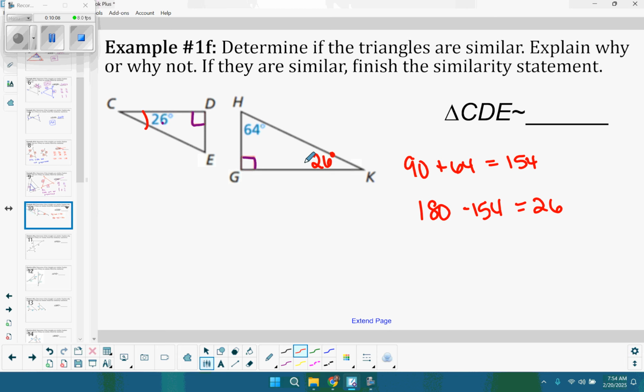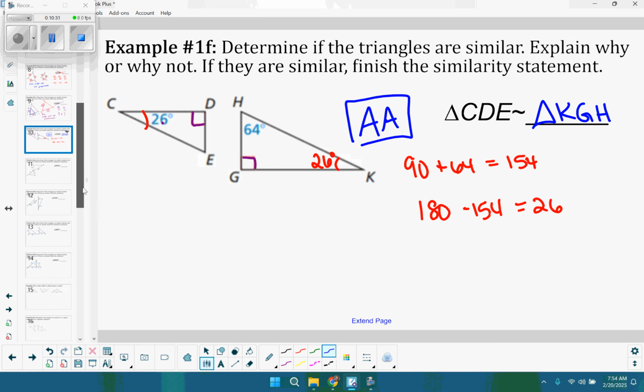And now look at that. Those do match. So we had the right angles that matched and the 26 degrees that matched. So this is A. And triangle C, D, E. So C matched with K, D matched with G, and then we have H.